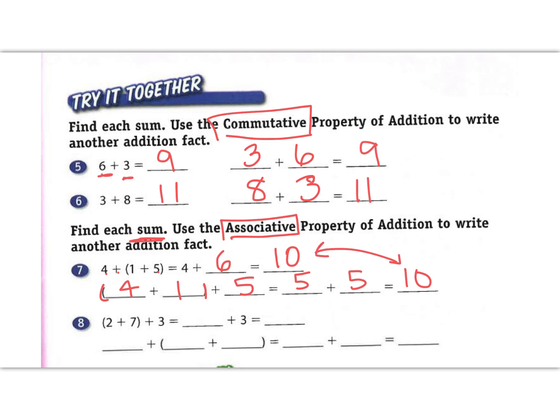All right, and then this last one, we have 2 plus 7 in parentheses plus 3. 2 plus 7 is 9. 9 plus 3 is 12. And then we use the associative property and change where the parentheses are. So then we have 2, and then 7 plus 3 in parentheses is 10. 2 plus 10 is 12. So again, same answers.